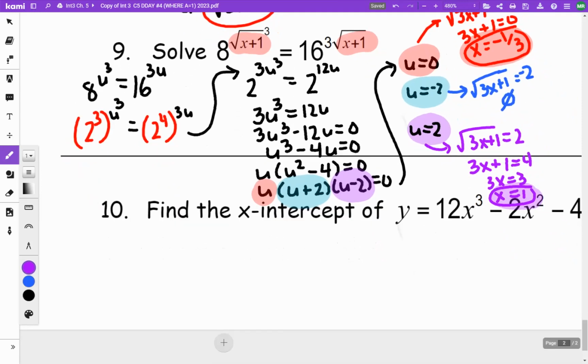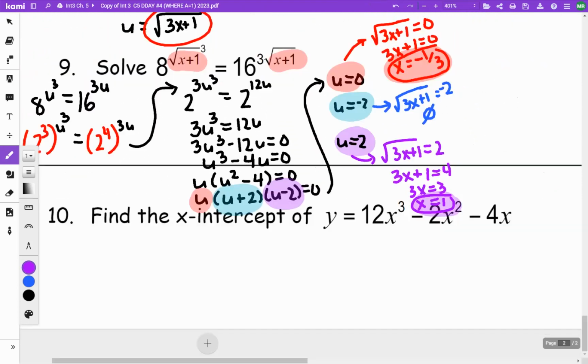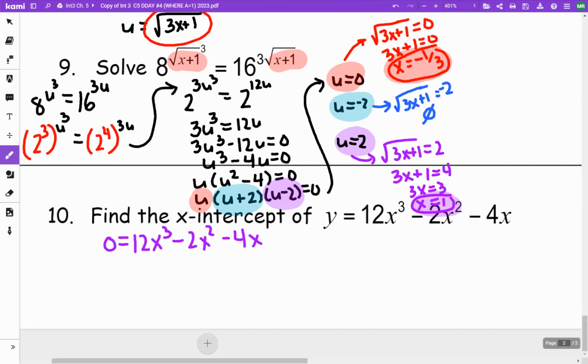Finding x-intercepts. Okay, last problem. So to find x-intercepts, remember, on the x-axis, your y is 0. So I'm going to go 0 is equal to 12x cubed, sorry, bottom of my screen here, 12x cubed minus 2x squared minus 4x. I'm going to divide everything by, well, 2 is the only thing I can do. So it's going to make it a little smaller, at least: 6x cubed minus x squared minus 2x. I'm going to factor an x out of everything and get 6x squared minus x minus 2.